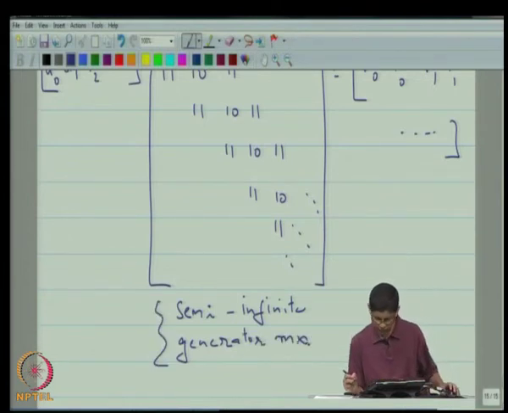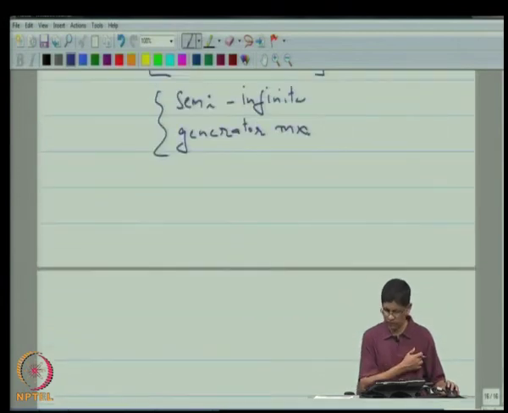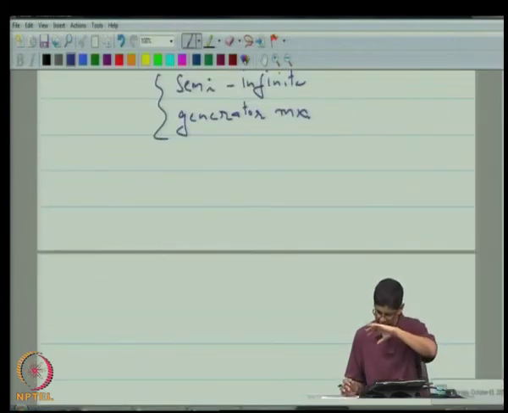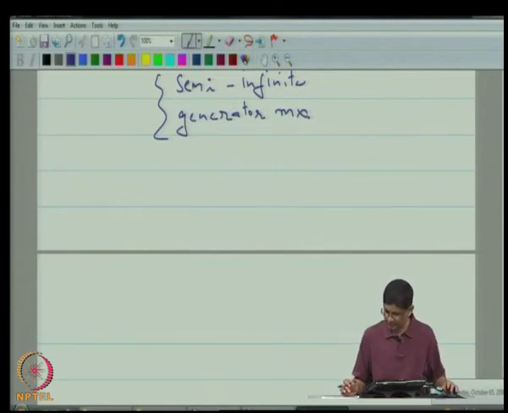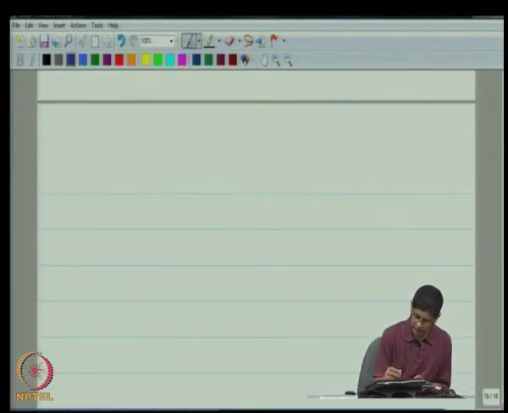So, the more appropriate description of the code is in terms of polynomials and formal power series. Okay. So, we will make a slight detour and discuss the field of formal power series.